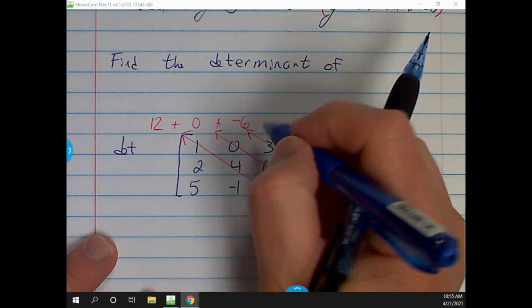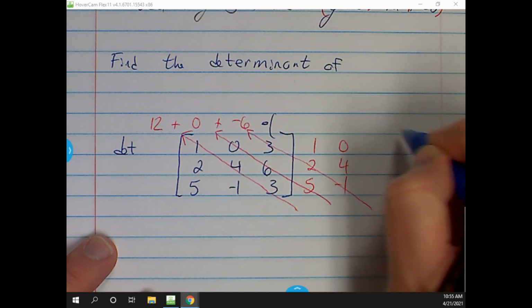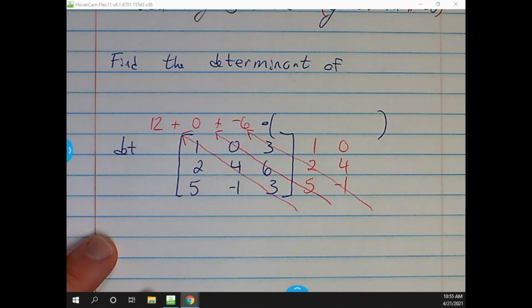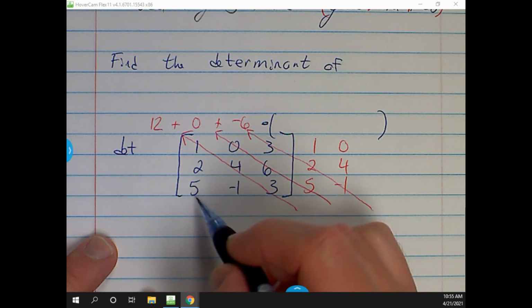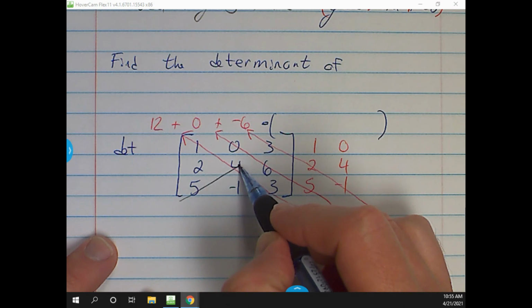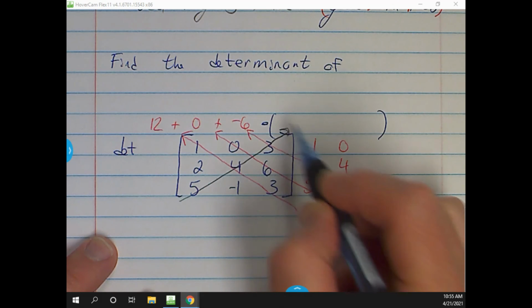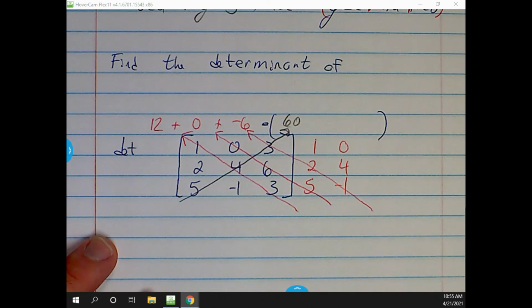All right, and then we're going to do minus all three numbers going this way. So we've got 5 times 4, which is 20, times 3 will be 60.